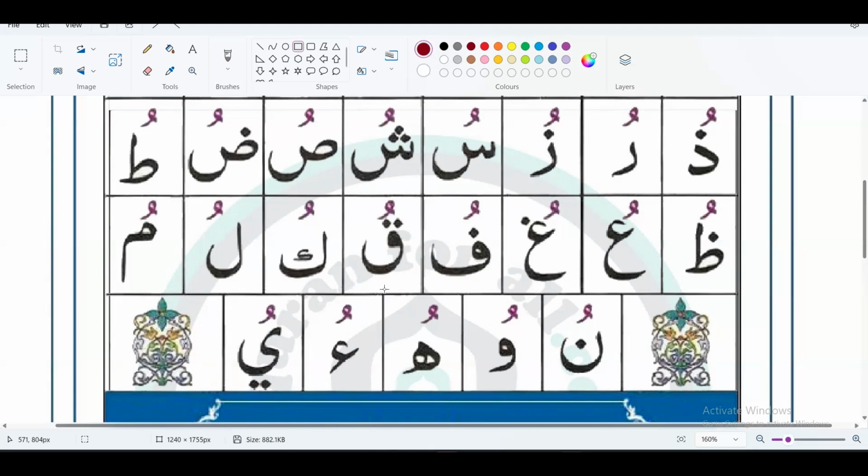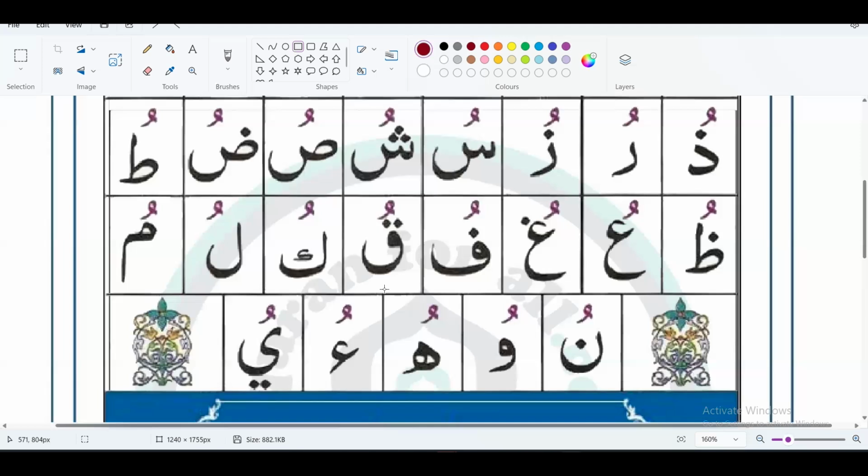And what is the sound of Kasra? Kasra is E, and it is on the bottom. Yes, how does it look? A line on the bottom. Okay, and how does the Dhamma look? Dhamma is like a wow. Yes, and what is the sound of Dhamma? Ooh.